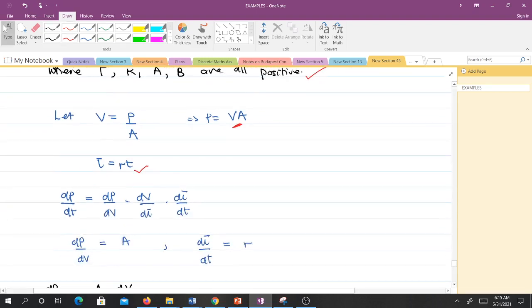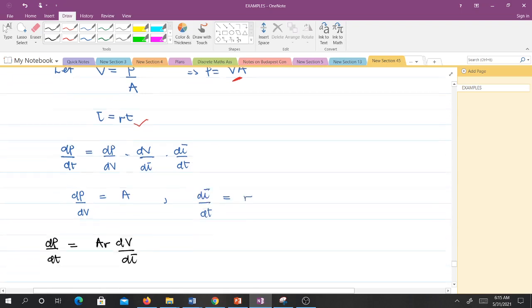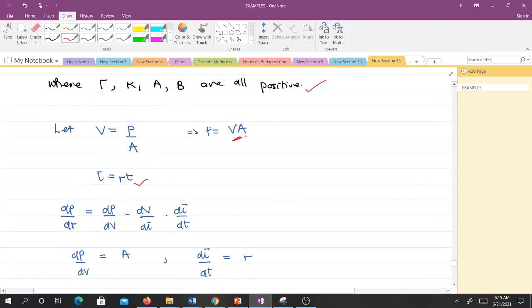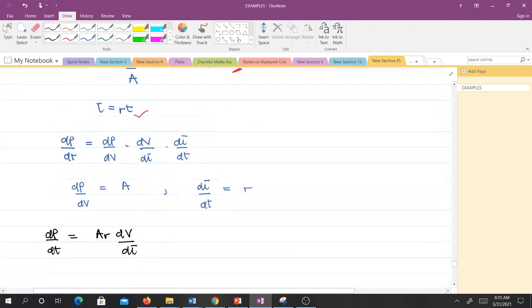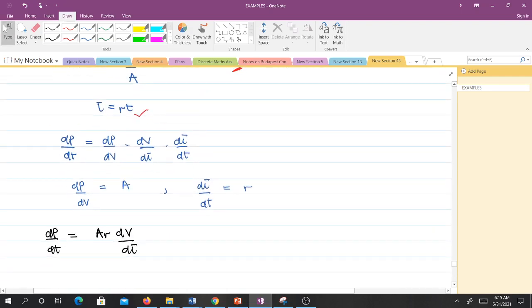So using the chain rule, we have dP/dt equals dP/dV times dV/dτ times dτ/dt. So we have P equal to V times A, so that means dP/dV will be equal to A, and dτ/dt will be equal to R. So when we make the substitution here, we will have dP/dt equal to AR dV/dτ.